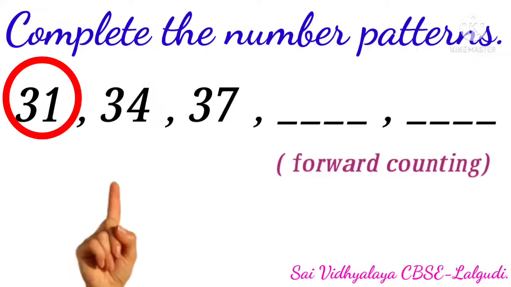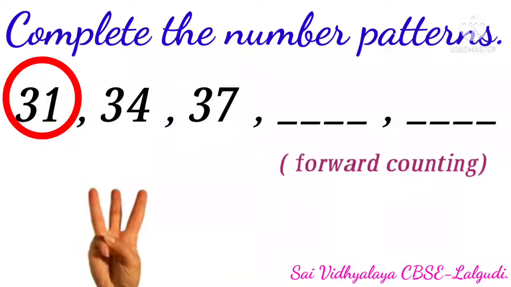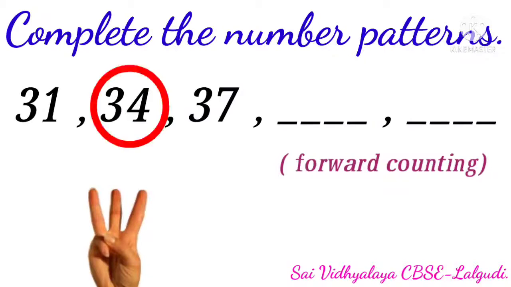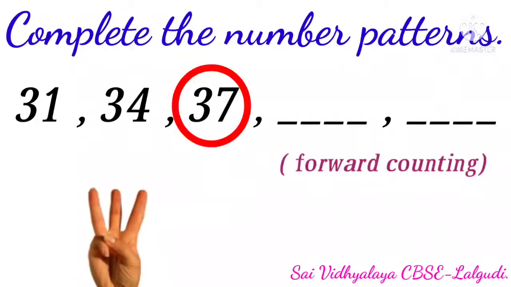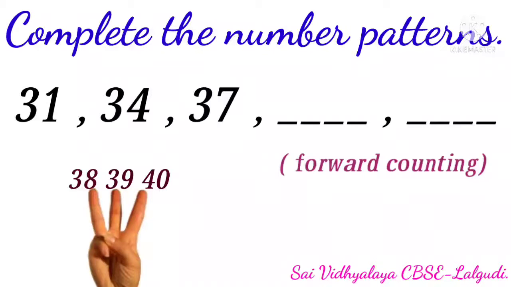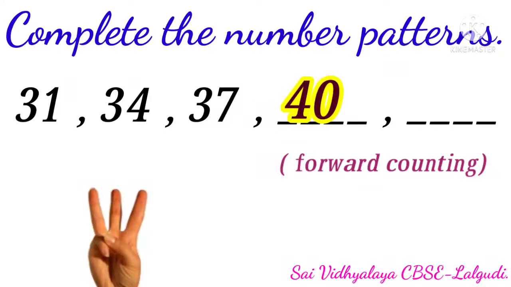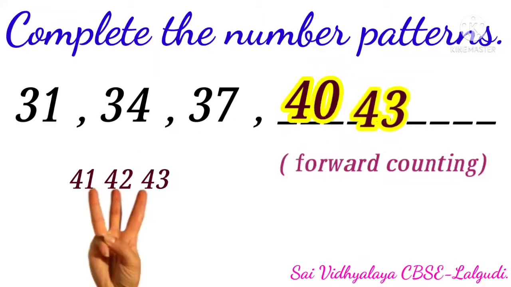Next, 31, 34, 37. 31 after 32, 33, 34. Keep these three fingers as it is. 34 after 35, 36, 37. 37 is given here. 37 after 38, 39, 40. So write 40 here. 40 after 41, 42, 43. So write 43.